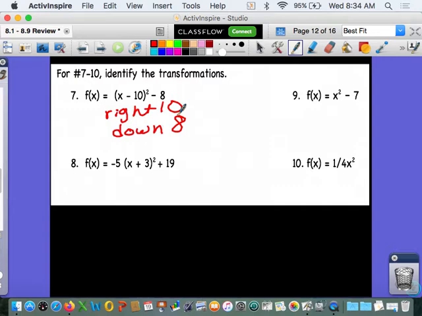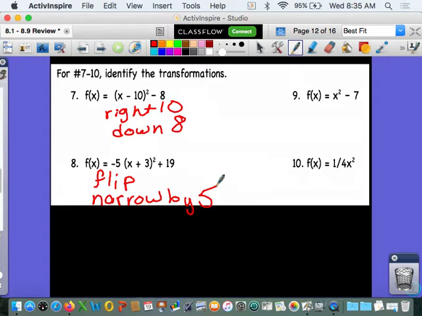Number 8. I have a negative out front, so that means I'm doing what? The negative tells me to do what? It's reflecting over the x-axis or flipping, right? The 5 tells me something different. The negative and the 5 are separate. The negative says flip. The 5 tells me to do what? Narrow. Narrow by how many? Narrow by 5. If your test is multiple choice, instead of narrow, it's going to say vertically stretched. Make sure you know vertically stretched and narrow mean the same thing.